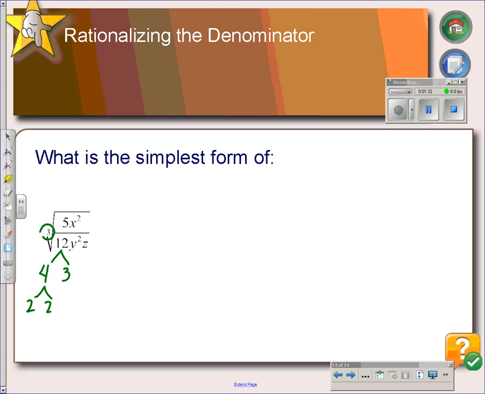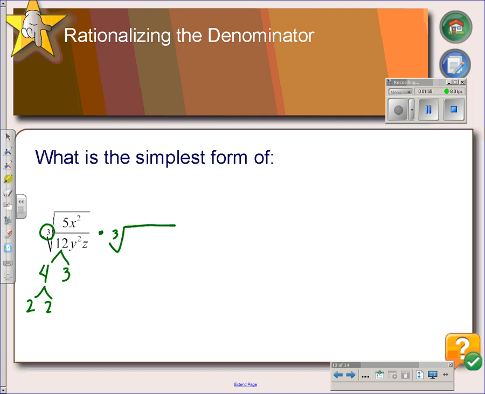We're looking for 3 of a kind. When we get 3 of a kind, then we can take those things out of the radical, and then we would no longer have a radical in the denominator. Since we don't have 3 of a kind, we're going to multiply to make an equivalent fraction.